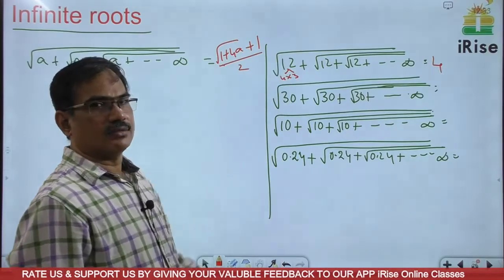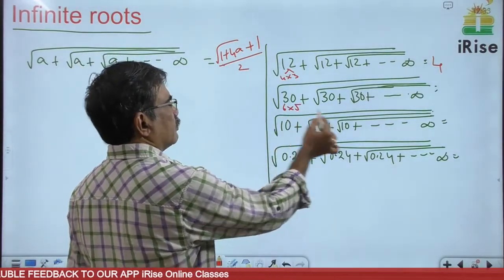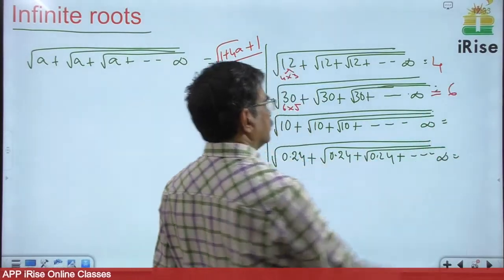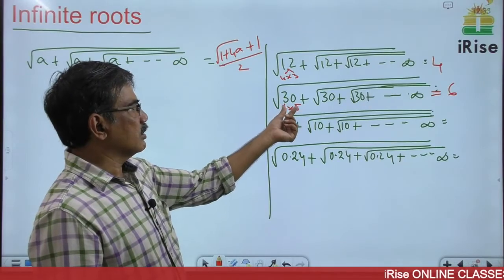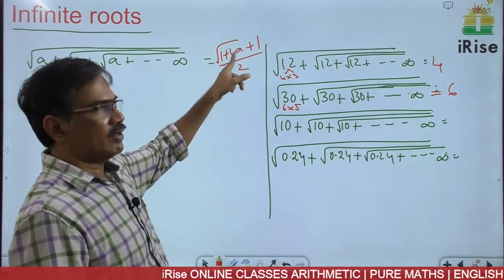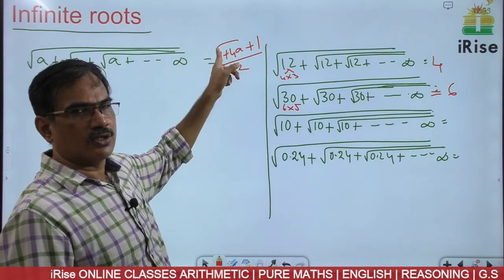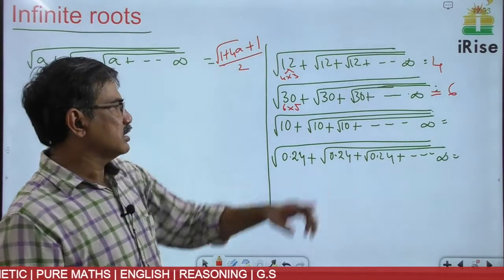Shortcut formula: if this is 30, this can be written as 6 into 5. The bigger one is 6, so the answer is 6. Product of two consecutive integers whose difference is 1, so the bigger one is the answer. Or put a as 30. 30 fours are 120. 120 plus 1, 121. Root of 121, 11. 11 plus 1, 12 by 2, 6 is the answer.